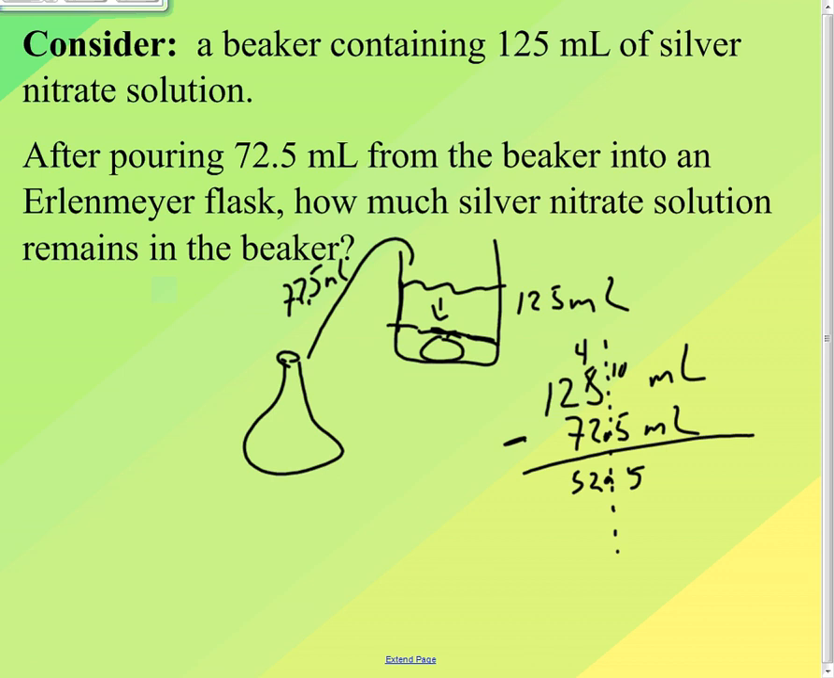I look to my dotted line. This 5 is hanging there. That means I have to get rid of it. Does it round up or down? I have 52.5. 52.5 does what? Rounds up. So that means I have to take 52.5 and round it to 53. Units are milliliters. So my answer is 53.